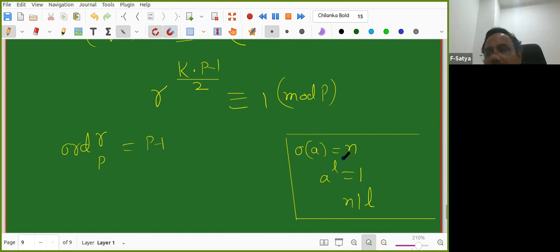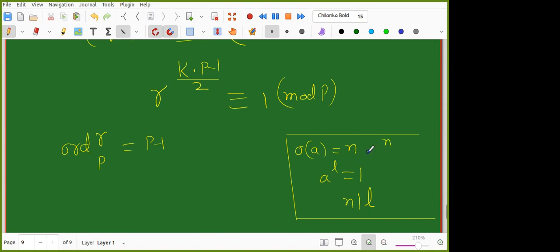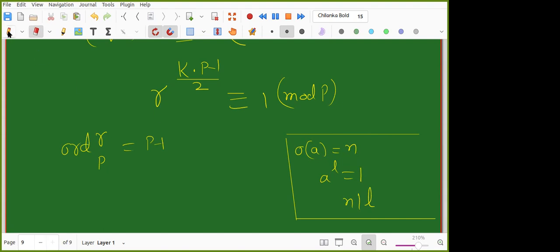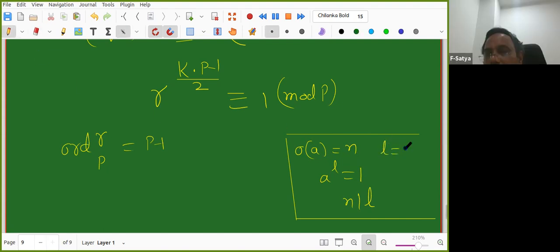What happens is that order of a equal to n, a power l equal to 1. I want to show that n divides l. Now you have two numbers n and l. Then by the division algorithm, l is equal to nq plus r. I'll go slowly. What I have to show is that n divides l, which means I have to show r equal to 0. Remainder is 0. So how to prove that?